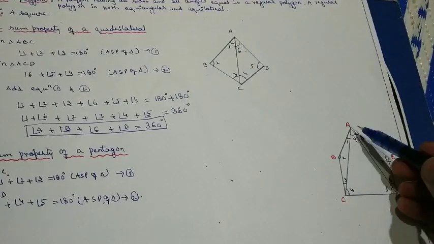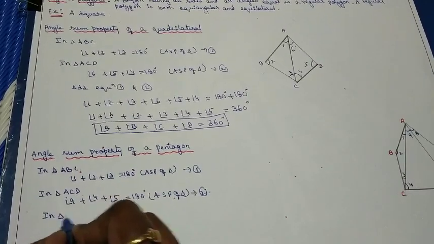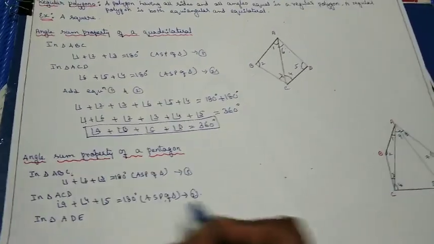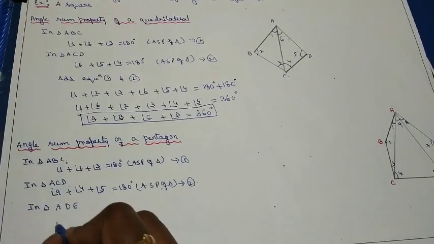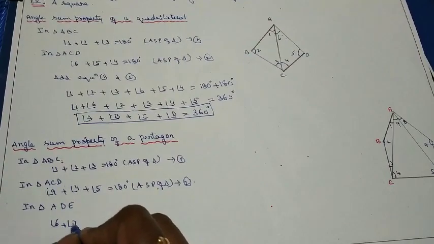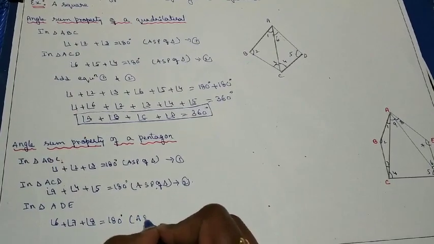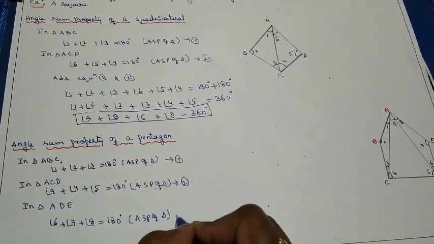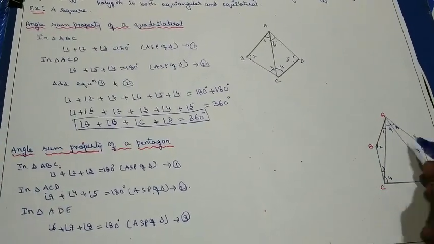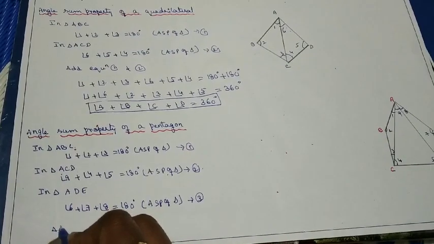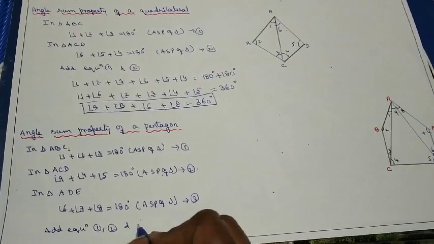The another triangle is ADE. In triangle ADE, what are the angles that come across? That is angle 8, angle 7 and angle 6. So angle 6 plus angle 7 plus angle 8 equal to 180 degree. Reason, ASP of triangle, call it equation 3. So adding up all the triangles we get a pentagon. Therefore add equation 1, 2 and 3.